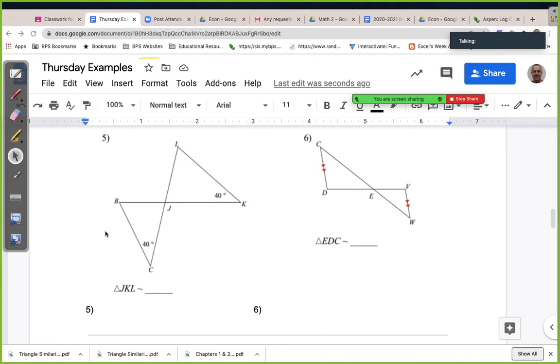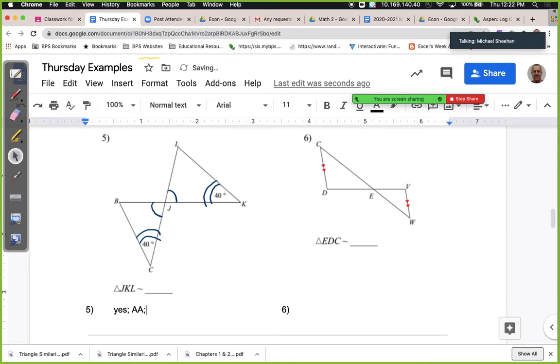Okay. So this one here, I always want to be on the lookout for vertical angles. I have vertical angles. Those are the same. And hey, I've got two 40-degree angles. These are the same. So that's all I need. I know if two pairs of angles are congruent, then the last pair of angles is going to be congruent. So this is a yes. What's the reason on this one? Because those angles are the same. Yep. Congruent. Angle, angle, yep.